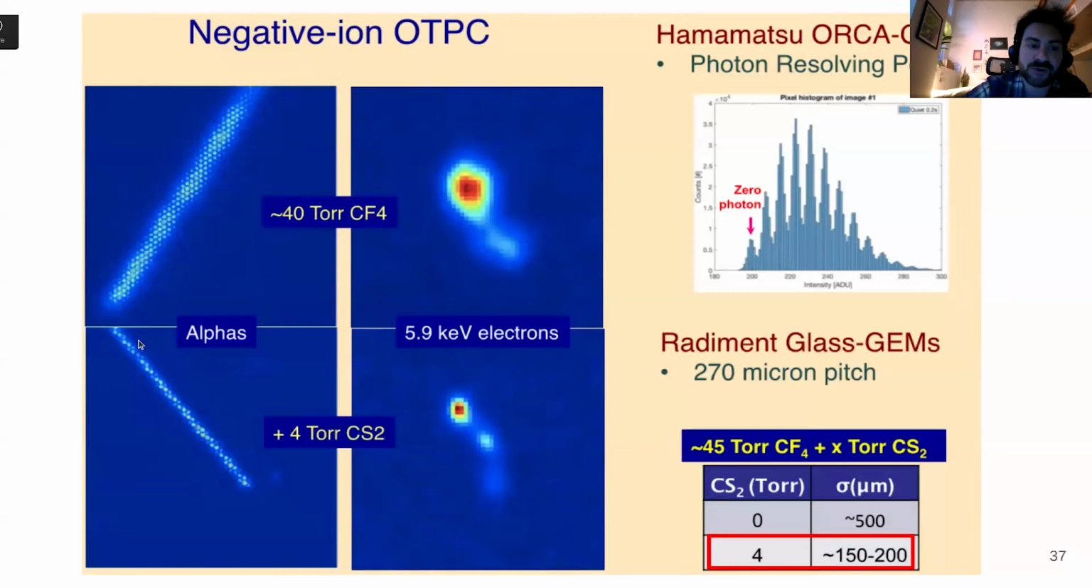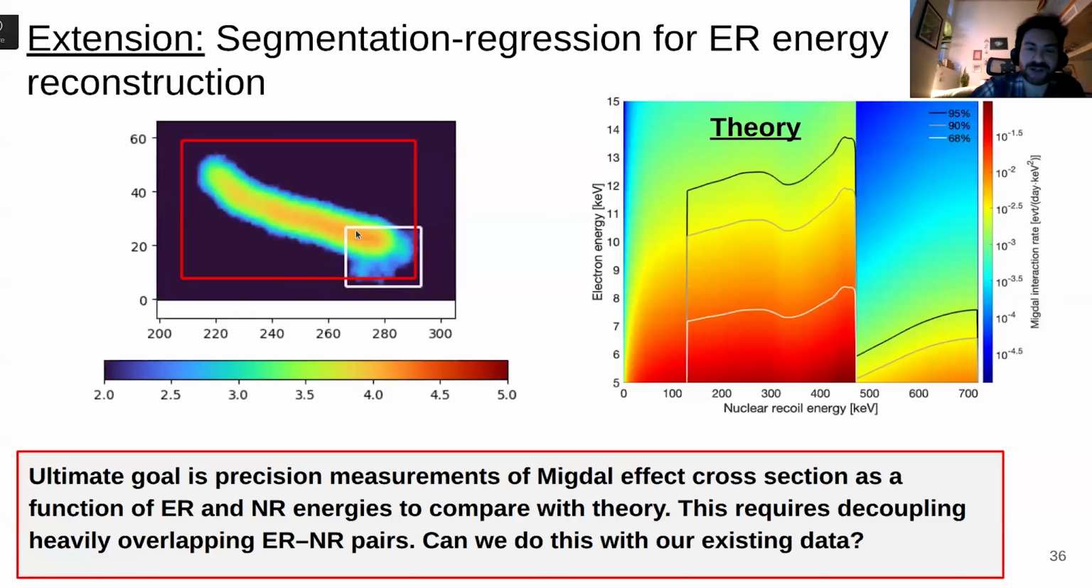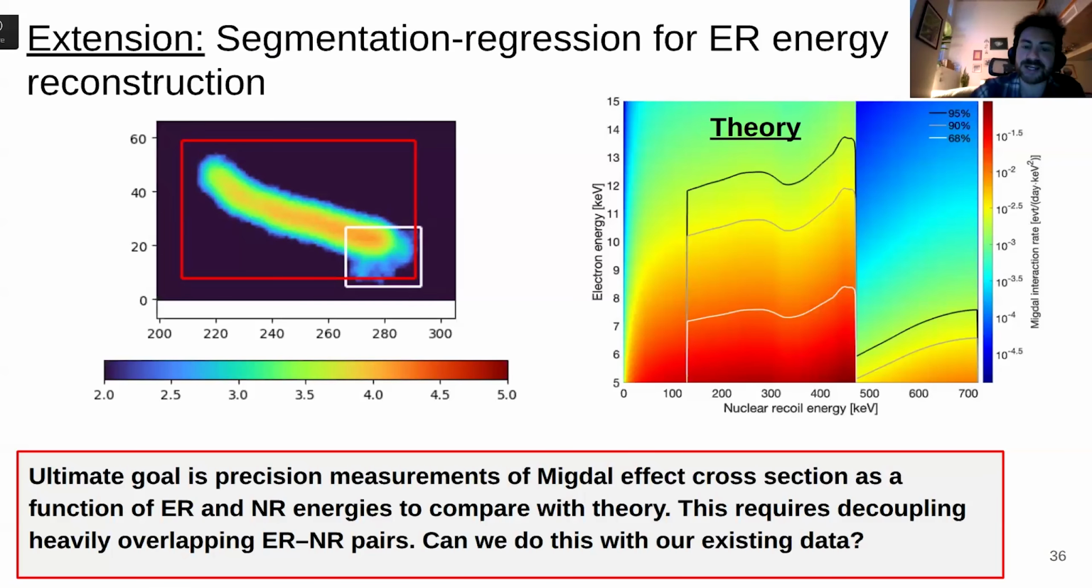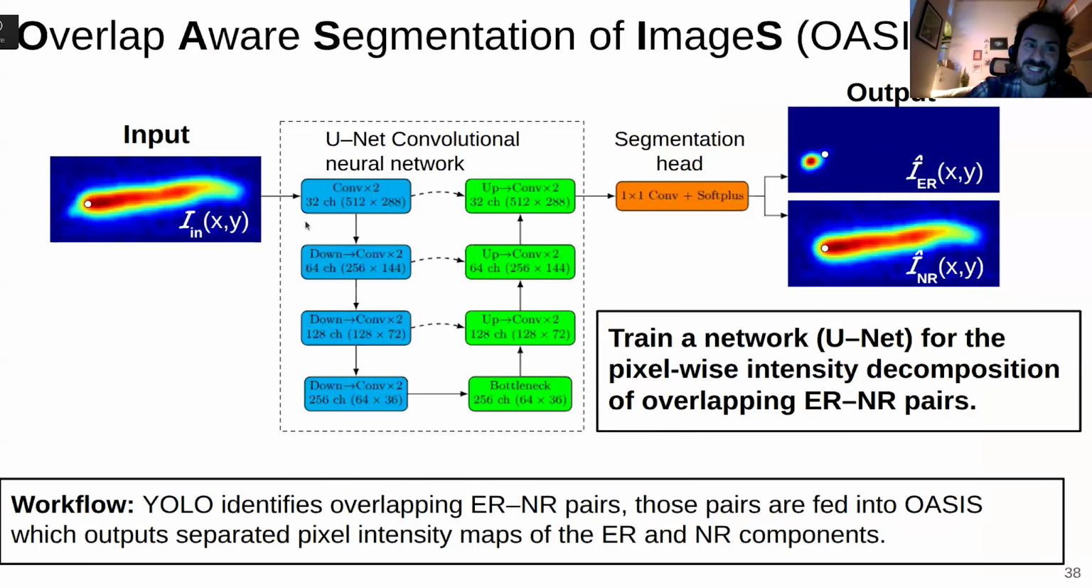And so when you develop a detector like that, it takes an alpha track or a nuclear recoil that looks something like this. It makes your track much narrower. So you can imagine then that your overlap region is much smaller than what's shown here. But okay, so that's kind of the cop-out answer. You could build a better detector, but could we do this with our existing data? And we're finding that you actually can.